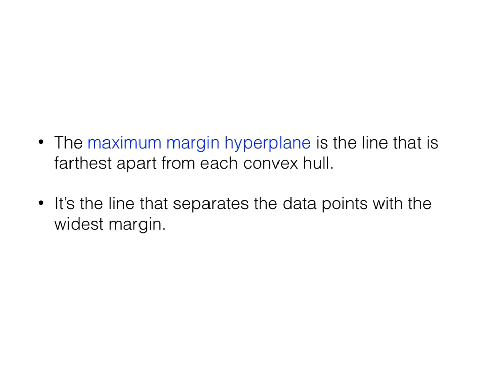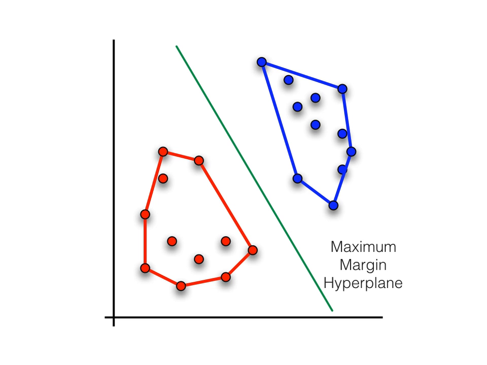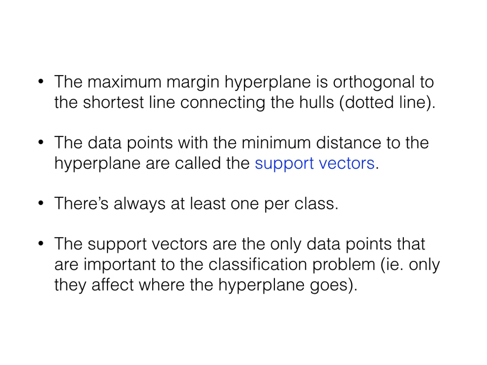So the maximum margin hyperplane is the line that's the furthest apart from each convex hull. It's the line that separates the data points with the widest margin. So it looks like this. You can see here that the shortest distance from the green line to the blue fence and the distance from the green line to the red fence is as wide as possible. It's the widest road that you can drive between the two fences. Another way of saying that is that the maximum margin hyperplane is orthogonal, or 90 degrees, to the shortest line connecting the hulls. We'll see that as a dotted line in a moment.